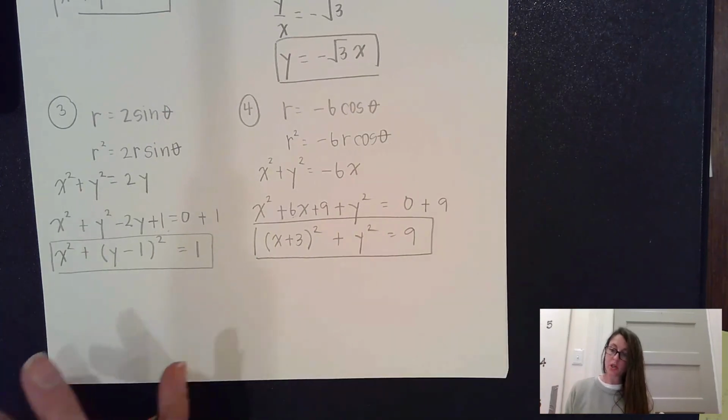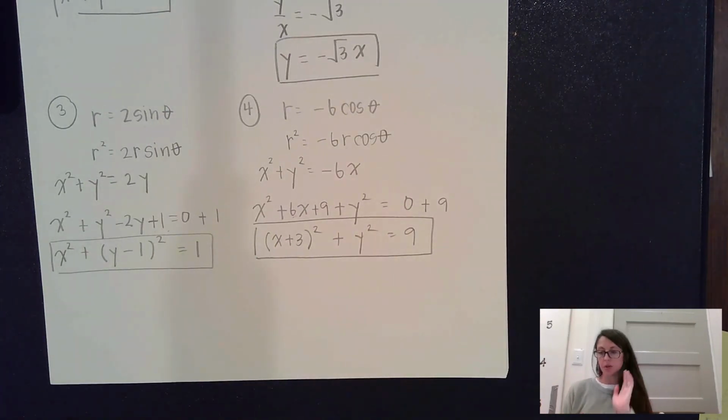Okay, so that's changing your polar equations into rectangular equations so that we can find our points.